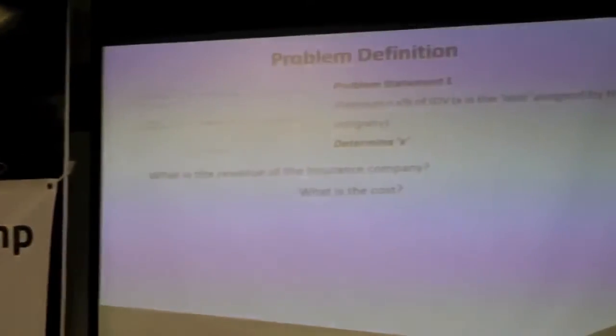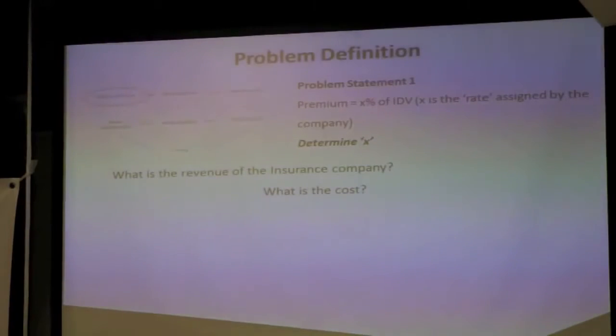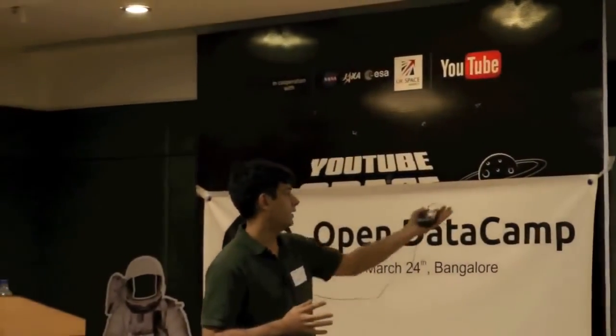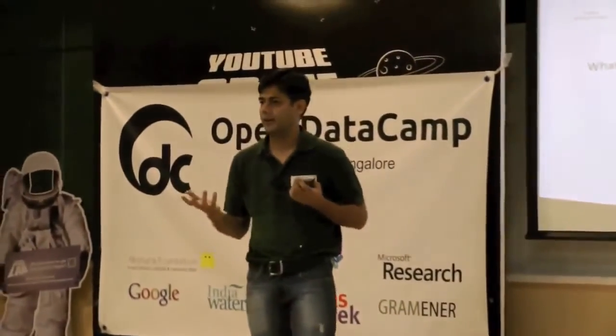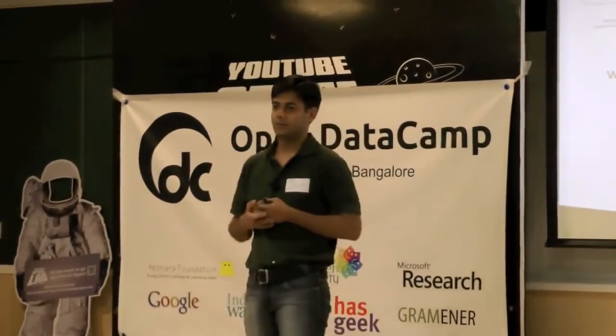What is the revenue of the insurance company? So if I were to ask you, what is the revenue stream for the insurance company? What is it that they are making money from? Insurance policy? From the premiums, exactly. So the revenue is, if we just simplify things for the sake of understanding, the revenue for the insurance company is basically the premiums that are coming in, right? And what is the cost? Cost is the claims. Yeah.